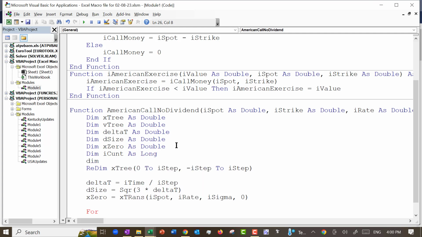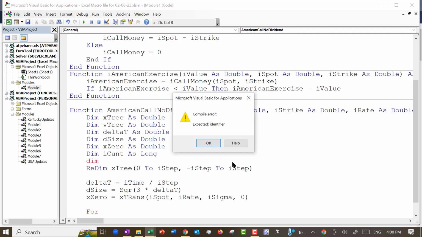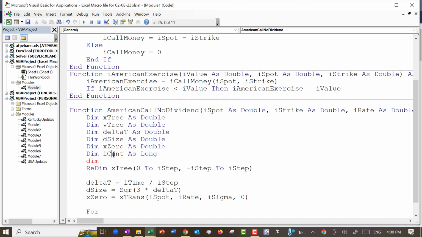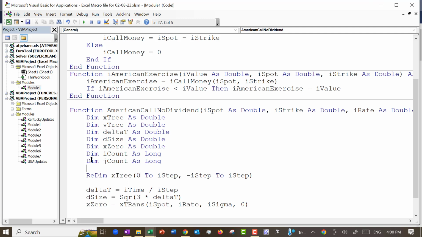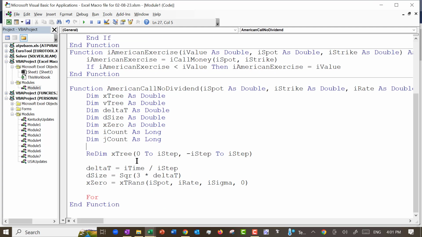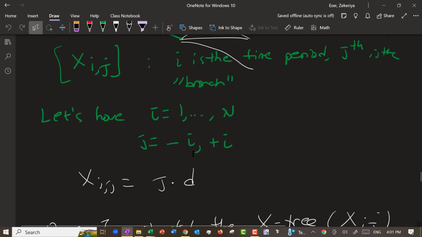Count. I didn't want to have an SFW variable name. So instead of I, I'm saying I count. Instead of J, I'm saying J count. And remember, the value of J depends on I.